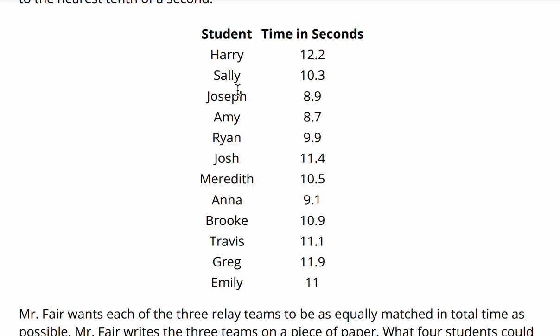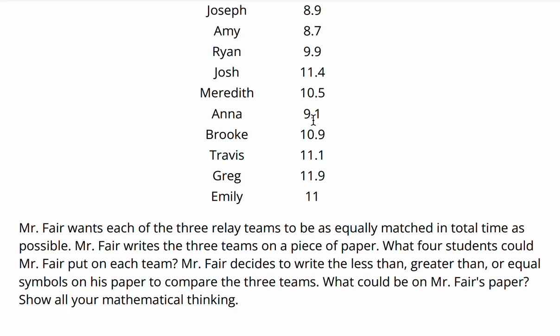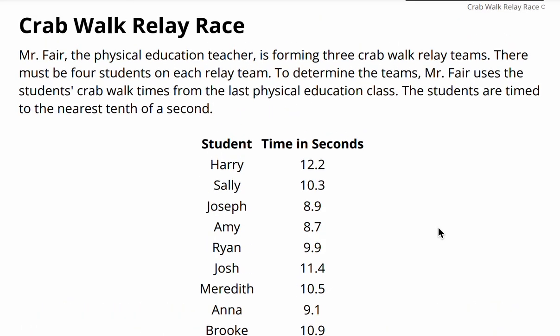So you've got 3, 6, 9, 10, 11, 12 students, and their time listed next to them. So you've got 11 seconds here, you've got 8 and 7/10 seconds here, so kind of a variety, but they all typically are falling between 8 and 12, roughly in that range. He wants to create each of the 3 relay teams to be as equally matched in total time as possible. Remember, I'm going to go back up to here. On each team, there needs to be 4 students, at least.